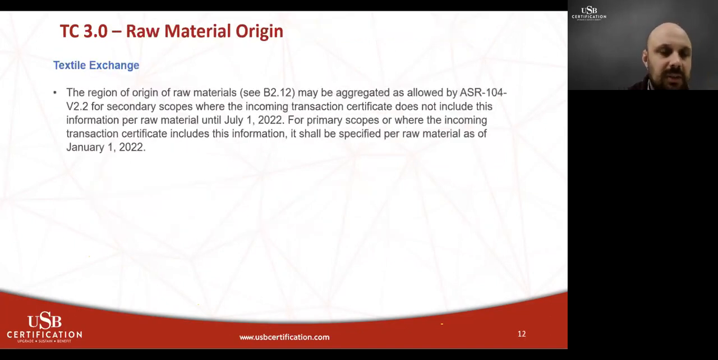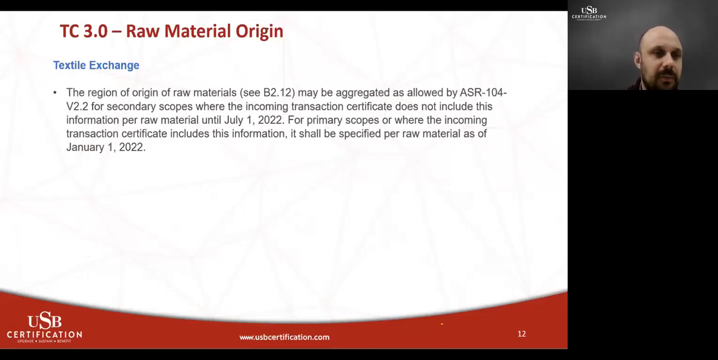Raw material origin, this is different from GOTS. In GOTS, you have to have the origin of raw materials from first processor to the final product in each TC. In Textile Exchange, it's a phase-in transition. So by July 1st, 2022, transaction certificates with empty raw material origin will not be accepted. So every raw material shall have its geographical origin defined at all times.